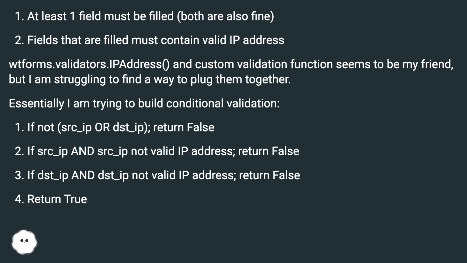wtforms.validators.IPAddress and a custom validation function seem to be my friends, but I am struggling to find a way to plug them together. Essentially, I am trying to build conditional validation. If not src_ip or dst_ip, return false. If src_ip and src_ip not a valid IP address, return false. If dst_ip and dst_ip not a valid IP address, return false. Return true.